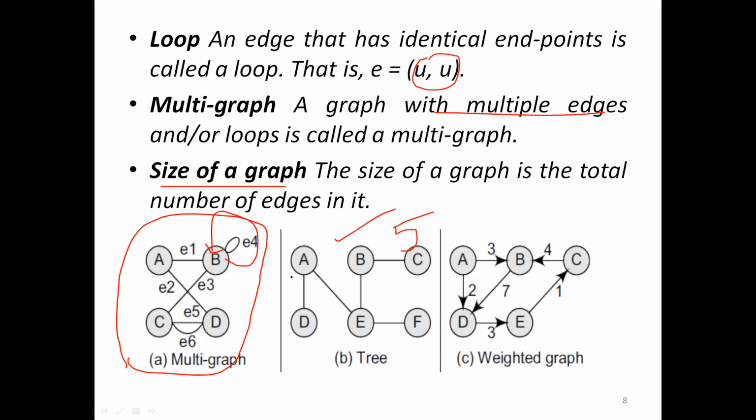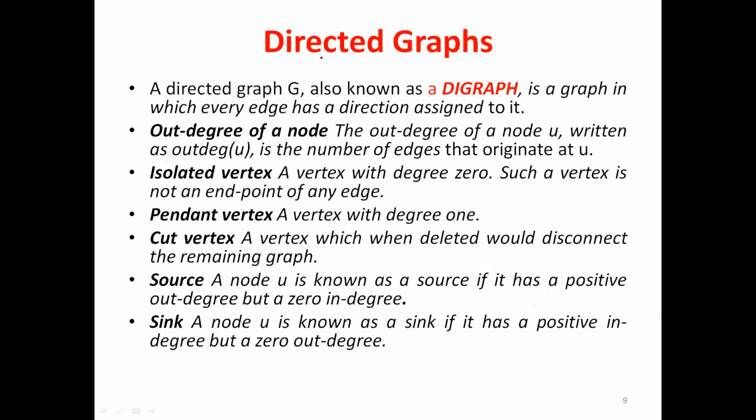Fine. And this is the weighted graph. They are assigning some weights to the edges. What type of graph is this? A directed weighted graph. You have to note that down. This one is an undirected graph, which you can simply call undirected or unweighted. Next, we are going to see the directed graph.